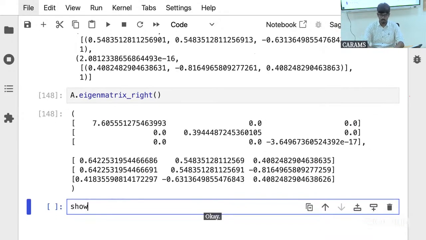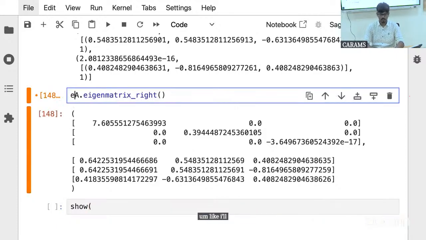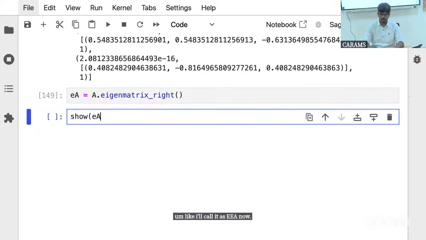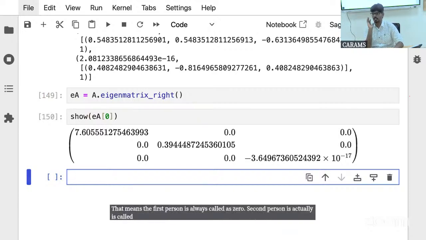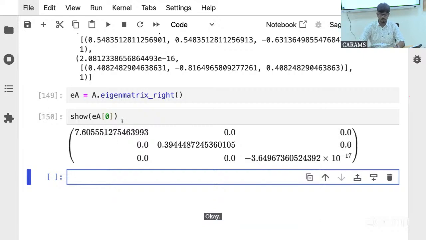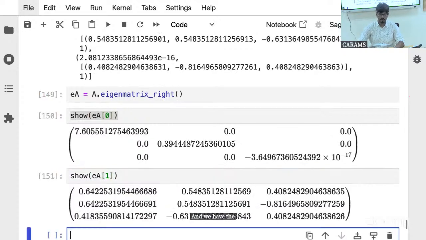Okay. So then probably I can call now, like I'll call it as EA now. I know that EA of 0. By the way, this way of calling is actually calling a person by its index, like roll number 1, roll number 2, roll number 3. It's just calling them. You have two people in the array. That means the first person is always called as 0. Second person is actually called as 1, 2, 3, etc. Okay, fine. So this is the eigenvalues, and we have the corresponding one eigenvector.